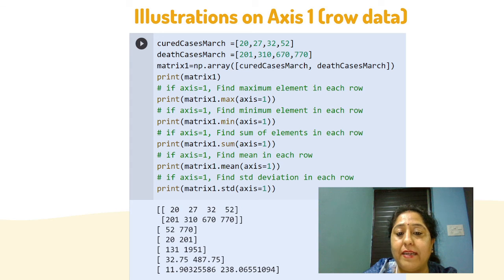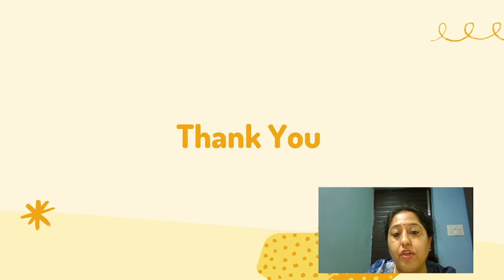Likewise, we can apply matrix 1 dot min with axis equals to 1. Similarly, we can apply the sum function, mean function, and standard deviation function. So this was all about using statistical functions on one-dimensional and two-dimensional arrays. Hope you can apply the same on n-dimensional arrays.